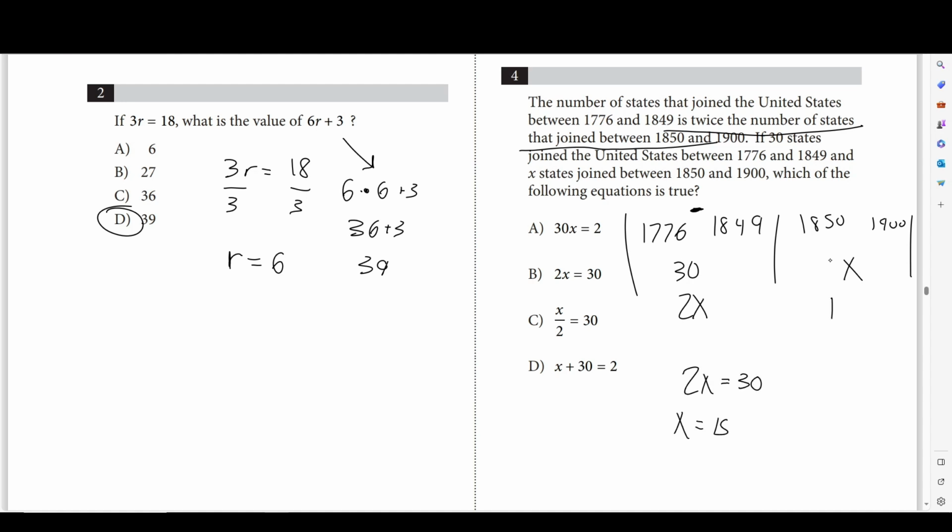And this makes sense, right? If I have 15 here and this is double that value, I have 30 because 15 times 2 is 30. And here we go. Choice B is going to be the right answer here, because it's asking us which of the following equations is true. We solved x to be 15. 2 times 15 is 30.